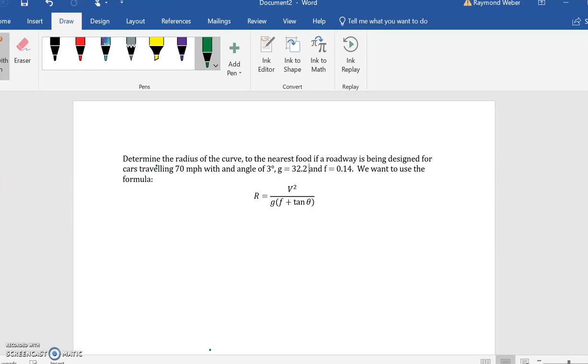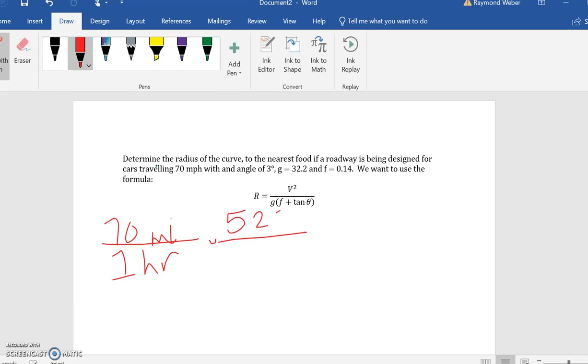Now, this is the formula the book gave you on page 68 for these problems, and this is how we want to figure out R. Now, the first thing though is that when you read this, it's going to tell you what units you're in. And in this case, V is in feet per second. We are not in feet per second, we're in miles per hour. So the first thing you need to change is this miles per hour to feet per second. So there are 5,280 feet in 1 mile.